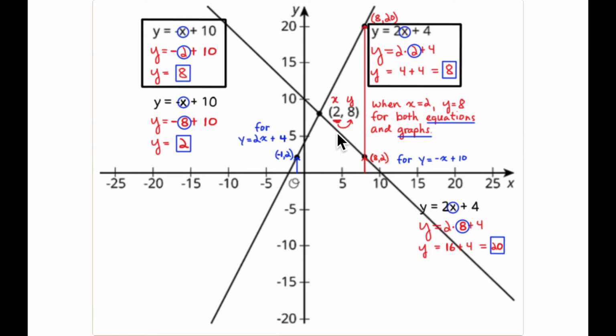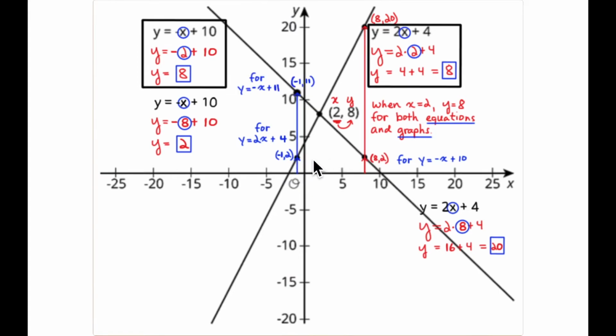So if you have x equals 2, then y is going to equal 8. But if you choose a value for x other than 2, say 8, you're going to get different values of y. If you choose a value for y other than 8, let's say 2, you're going to get different values for x. And again, if you choose a different value for x other than 2, let's say -1, you're going to get different values for y. So 2 and 11.